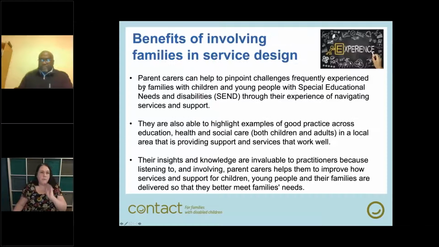Thank you, Richard. So what are the benefits of involving families in service design? As parent carers, we can really pinpoint what the challenges are that are usually being experienced by local families. We can also highlight examples of good practice across education, health and social care for both children and adults, and we can explain what it's like for people that are using those services. Our insights and knowledge are invaluable really to practitioners, because by listening to us and involving us, they can understand the services and they can make sure that they meet the needs of local families.